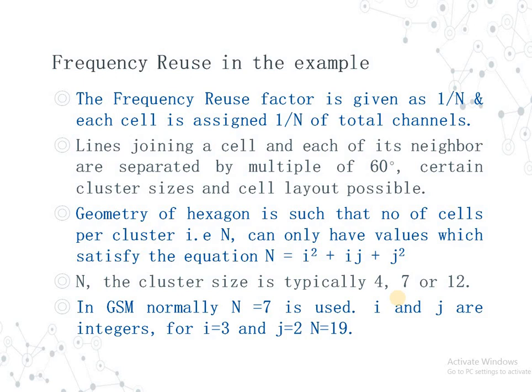Say for example n is the cluster size. Now n typically has a size of 4, 7 or 12, that is, a particular cluster will have 4 cells or 7 cells or 12 cells, and in GSM normally n is equal to 7 is used. Here i and j are integers, for example i is equal to 3 and j is equal to 2. What are i and j? We will be seeing that here.